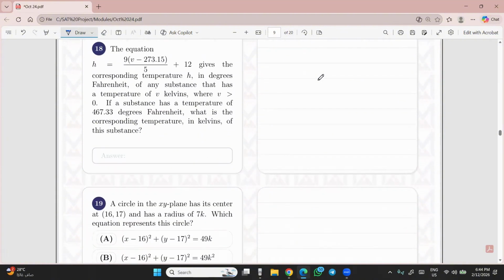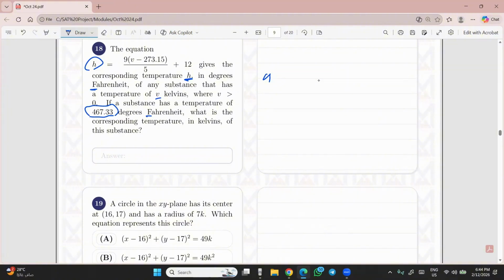And then comes question number 18. The equation, as you can see, gives the corresponding temperature, H in degrees Fahrenheit. So H is the Fahrenheit temperature of any substance that has a temperature of V kelvins. So V is the Kelvin temperature, where V is greater than 0. If a substance has a temperature of 467.33 degrees Fahrenheit, which means we replace H with this number, because H is the Fahrenheit degree. So we can replace H with this number and write it here.